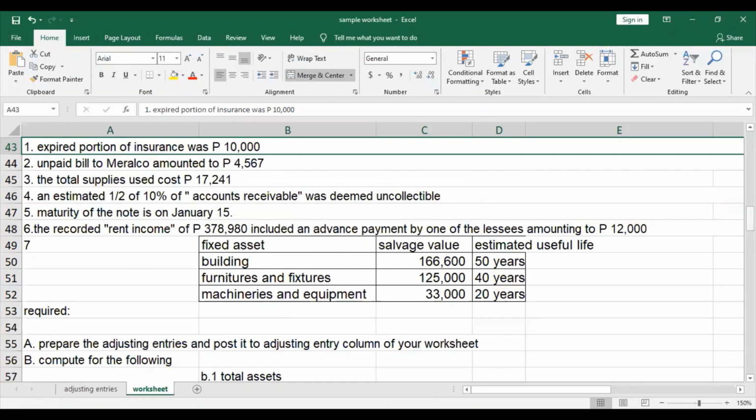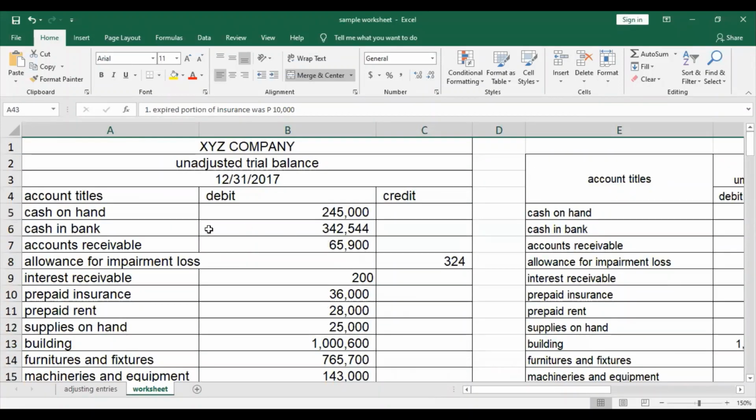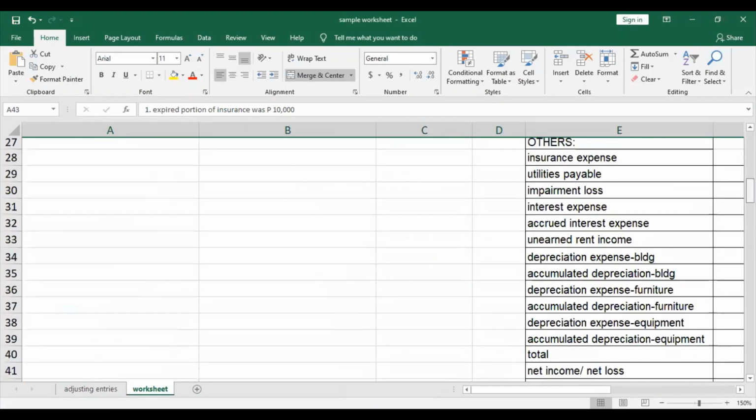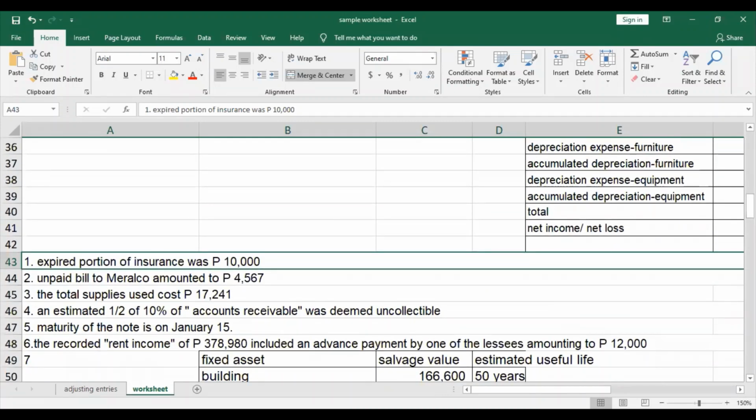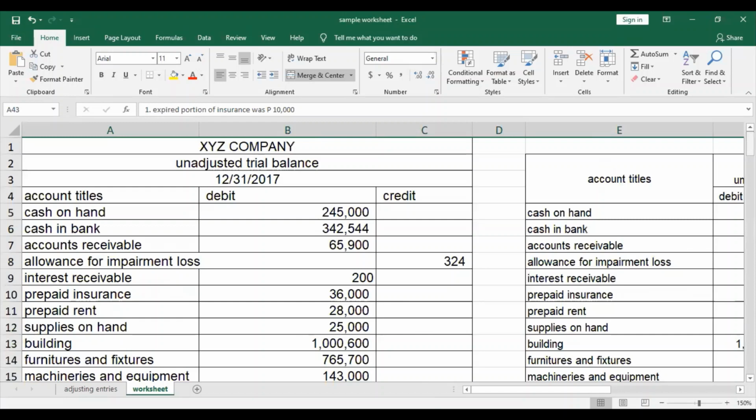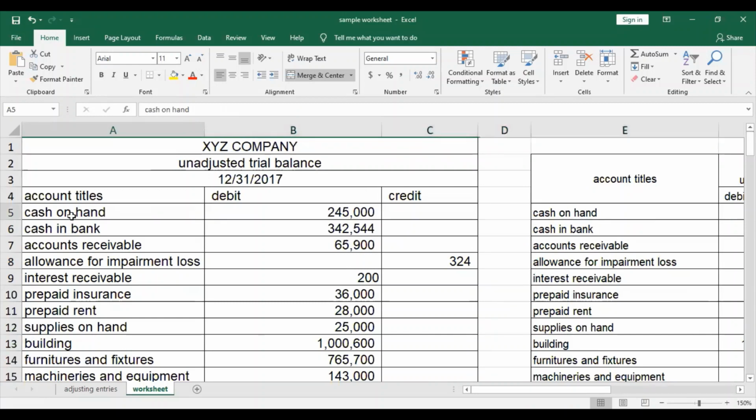Para malaman natin whether we have to use asset or expense method, punta tayo kay unadjusted trial balance. Tapos, sa adjustment natin, ang hinahanap natin is for insurance. So, for insurance, hanapin natin kung may asset account ng insurance. Go to your unadjusted trial balance, look for an asset account of insurance. So we have here prepaid insurance. Prepaid insurance is an asset account. Since meron tayong asset na insurance, it indicates that the method that we are going to use in preparing the prepaid expense for transaction number 1 is asset method.